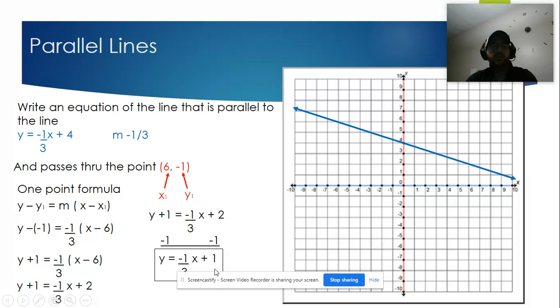Now the y-intercept will be 1 for the line that is parallel to this one and is passing through the point 6 comma negative 1. So if we draw the two lines, they will be parallel, just with a different y-intercept.